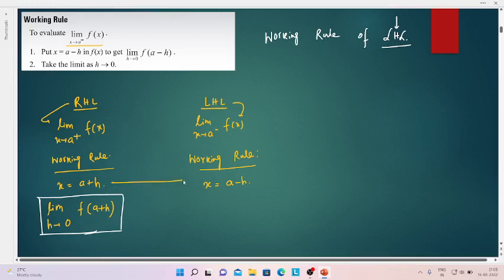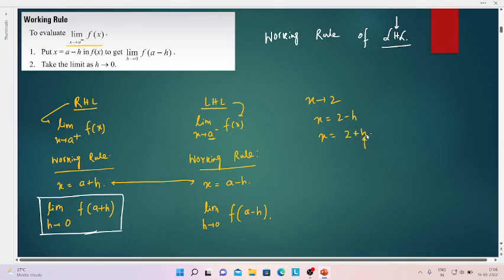You can see the difference, right? In the right hand limit, we have to take a plus h, and in the left hand limit, we have to take x equals a minus h. And then we have to take the limit as h tends to 0 of f of a minus h, right? Here a means the particular value x is tending to. Suppose x is tending to 2, then we have to take x equals 2 minus h for the left hand limit, and for the right hand limit we have to take x equals 2 plus h, right?